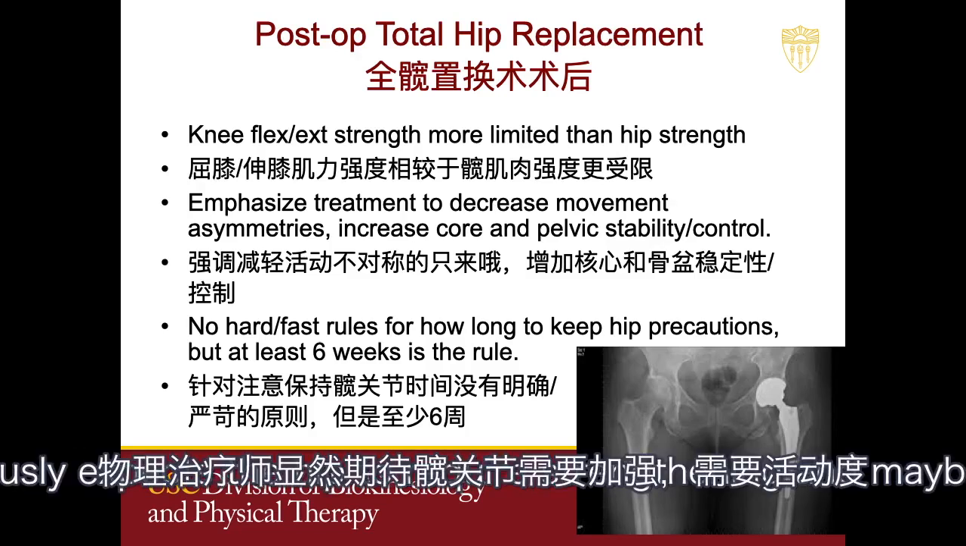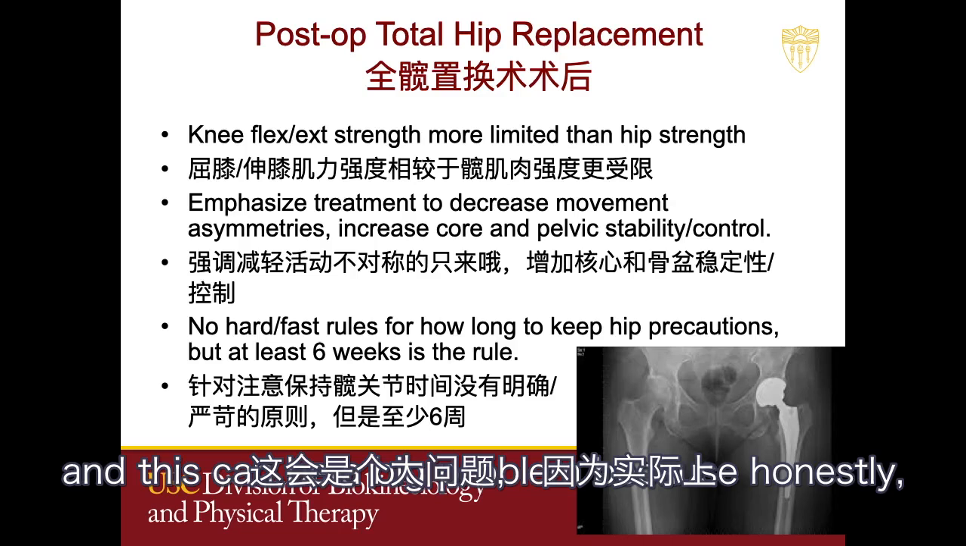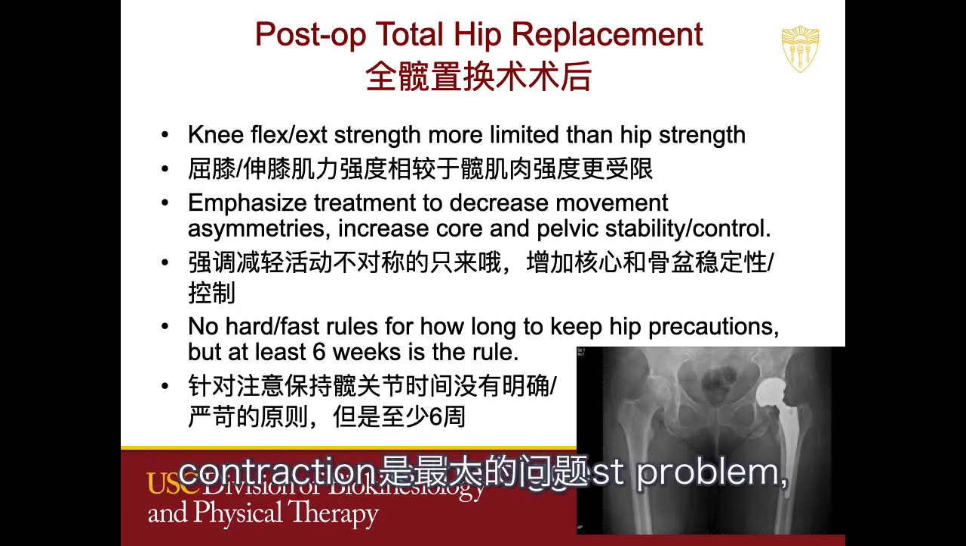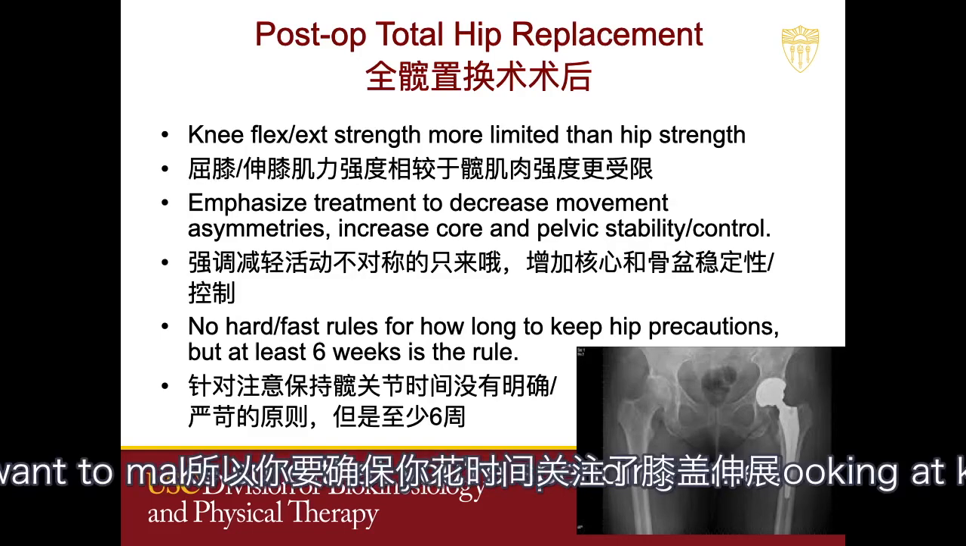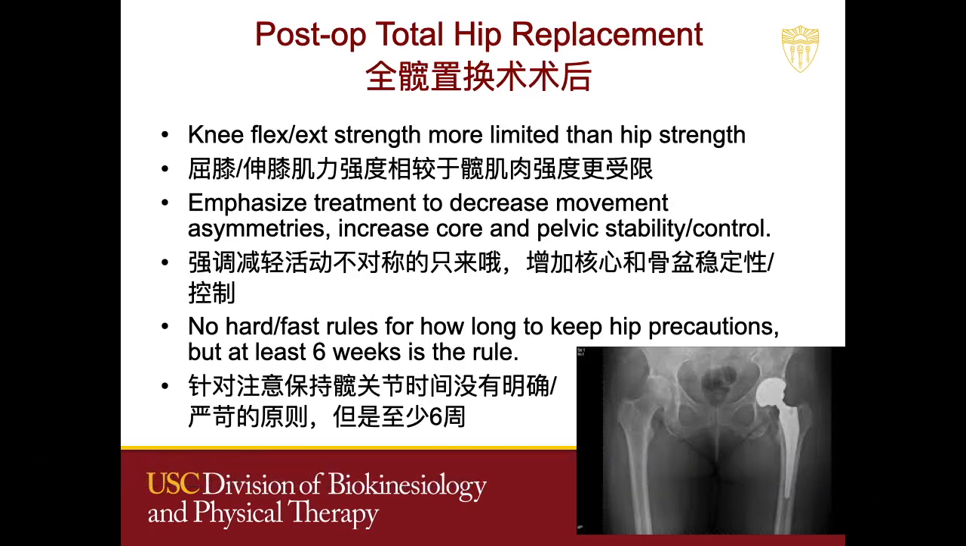Physical therapists obviously expect the hip to require strengthening and maybe even mobility activities, but they don't look too much at the knee. And this can be a big problem because honestly, quad contraction, which we've talked about for the last 3 or 4 presentations when we talked about the knee, is the biggest problem, even after a hip replacement. So you really want to make sure that you're spending time looking at knee extension, hamstring, and quadricep contraction.